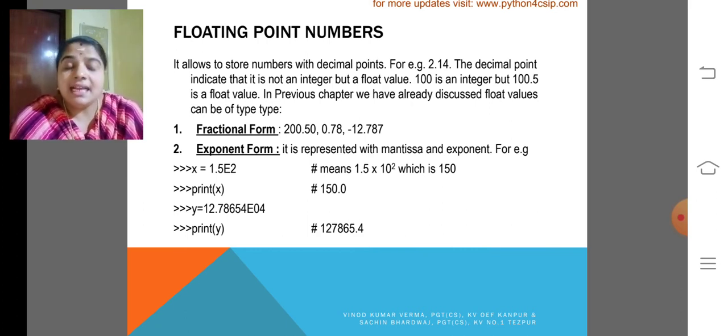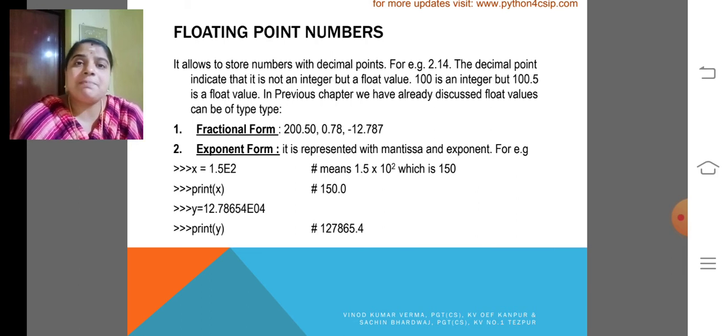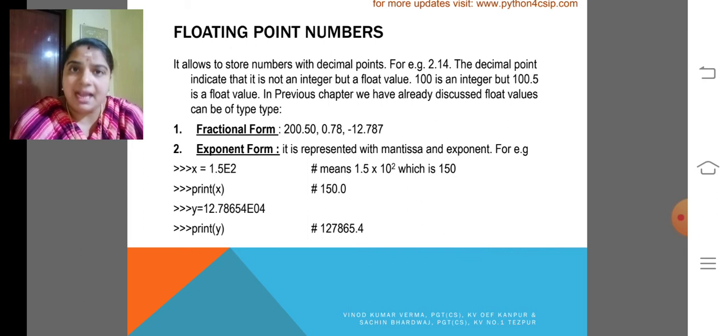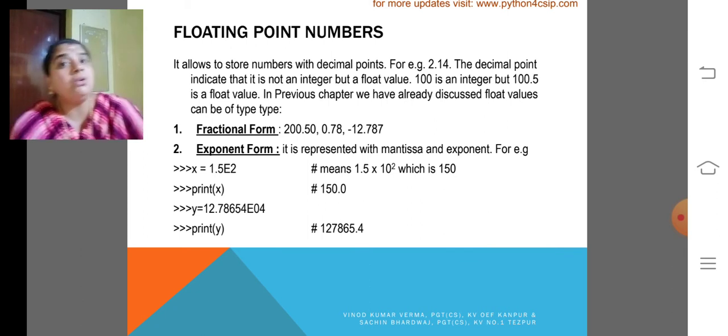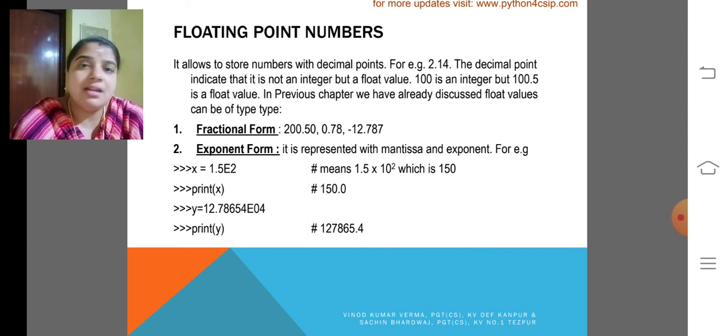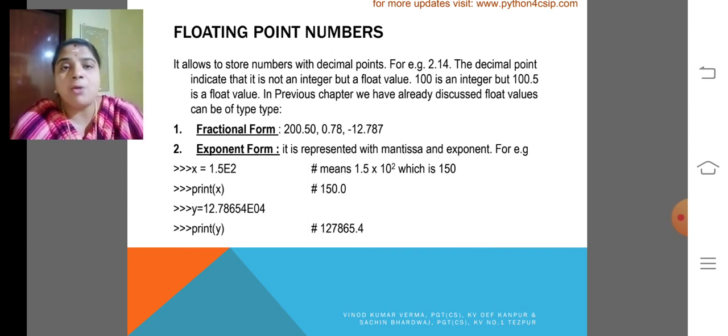But the exponent form is nothing but, if you want to represent 10.5, how will you represent it? That is 0.105 into 10 raised to 1, or 1.05 into 10 raised to 1, which is equivalent. So if you want to give a value like 150, how do you give that in exponent form? 1.5 E02. Here E represents what? The exponent form of floating point numbers.